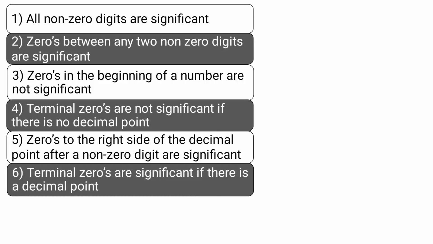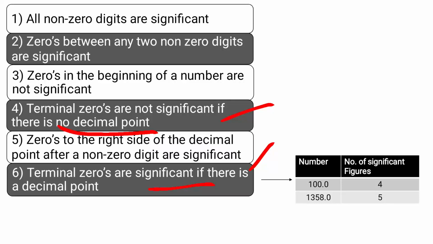terminal zeros are significant if there is a decimal point. The fourth rule tells us terminal zeros are not significant if there is no decimal point, whereas the sixth rule tells us terminal zeros are significant if there is a decimal point. So let us take an example for the sixth rule.